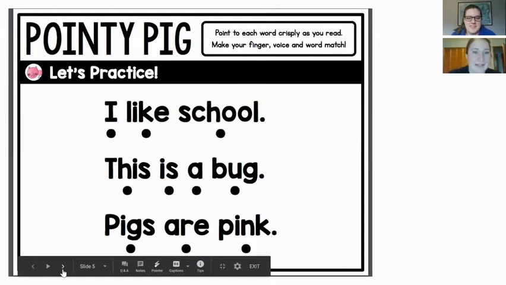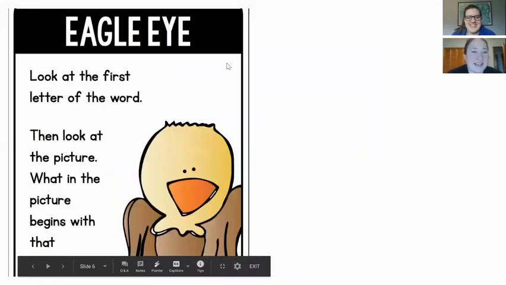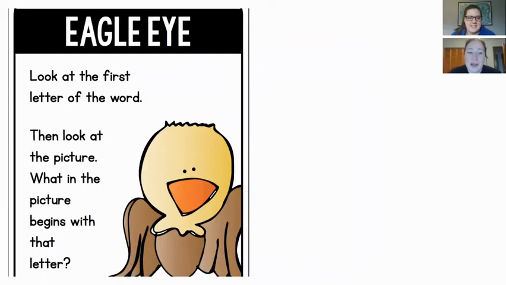All right, next one, eagle eye. Eagle eye tells us to look at the first letter of the word, then look at the picture. Think about what in the picture begins with that sound. We really teach our students to look at the illustrations or the pictures, to look at the first sound and think about what makes sense. This is a reading strategy we concentrate on for the majority of the year as well, because it involves multiple skills. If you're stuck on a word, look at the picture, make the first sound, think about what makes sense.